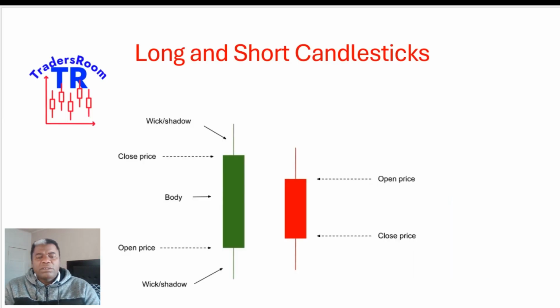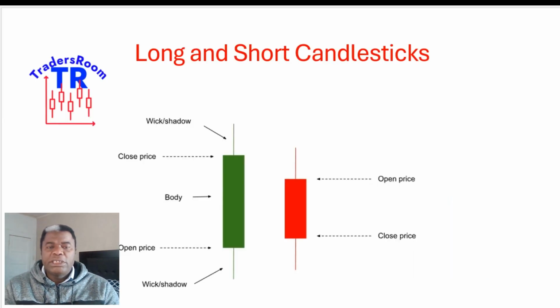So the first one we'll be talking about today is the long and short candlesticks. When we say long and short candlestick, you can have long and short in the green and you can have long and short in the red. But here I just put the long one, which is the bullish, the green, and the red one is the short. So what is the psychology about this candle?